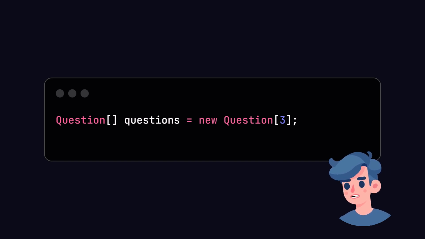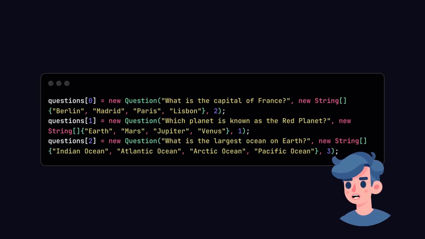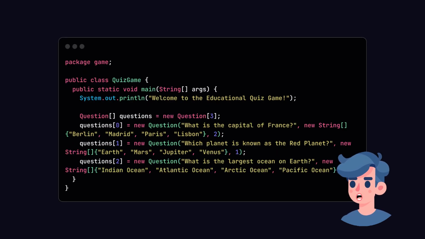Let's integrate our question class into the quiz game. We need an array or a list to hold multiple questions. For simplicity, we will use an array of question objects. Now, let's populate this array with some sample questions. You can modify these as you please. Here's what the main class looks like after adding the questions. Let's write it all together now.